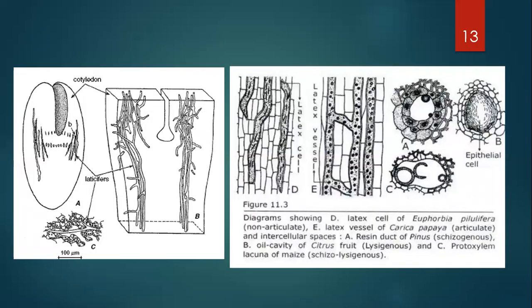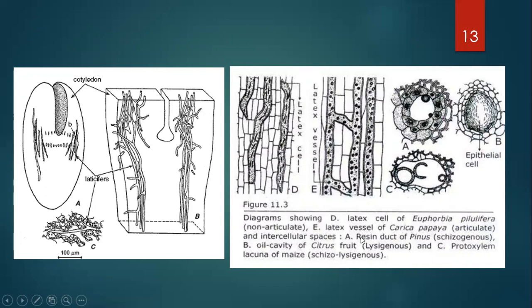This structure shows the articulated and non-articulated types of branched structures of the laticifers present in the cotyledonous structures, in early stages of plant development, whereas this diagram shows the latex cells of Euphorbia pallidifera, which is non-articulate. This structure shows the latex vessels of Carica papaya.